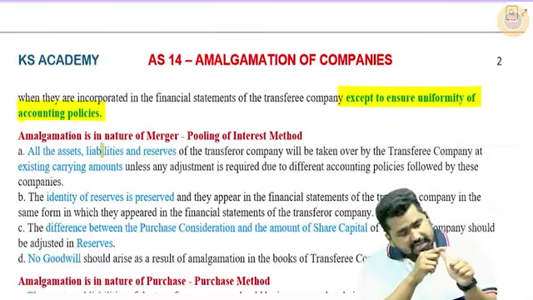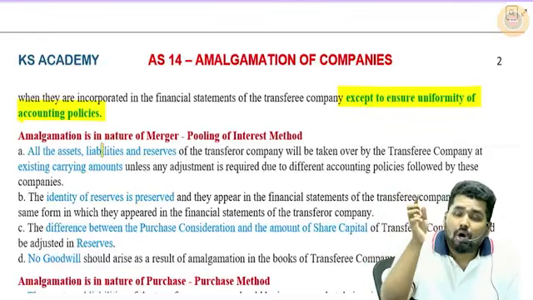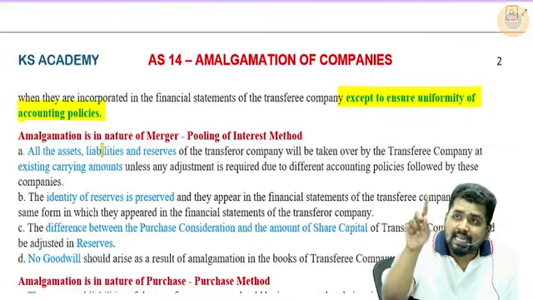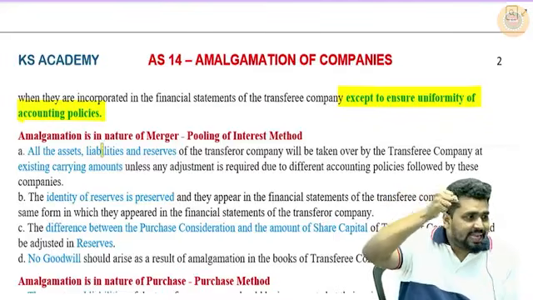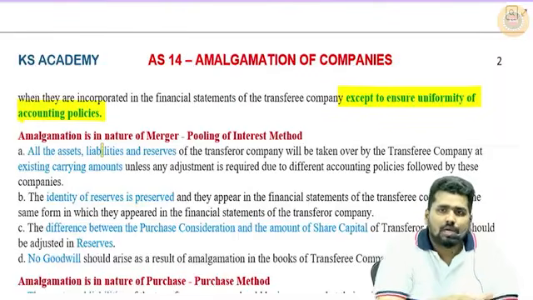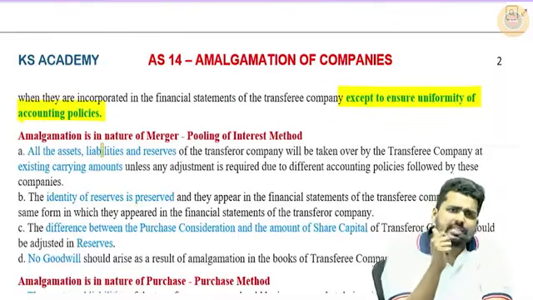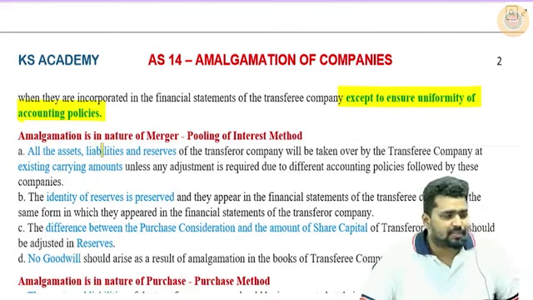The first thing they are telling is, all assets and all liabilities, including all reserves of the seller company, should be taken and incorporated in our books of accounts. Sir, reserves also we have to bring? Yes. Now you'll ask, why sir, reserves also under the pooling of interest method?